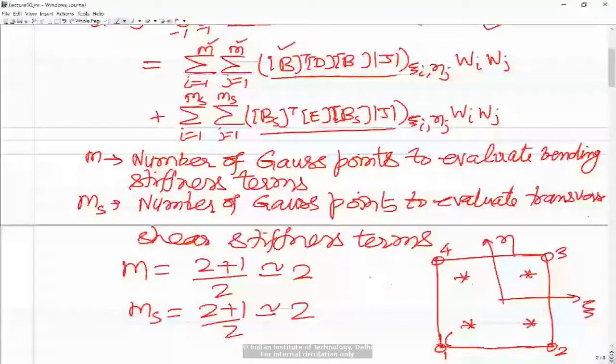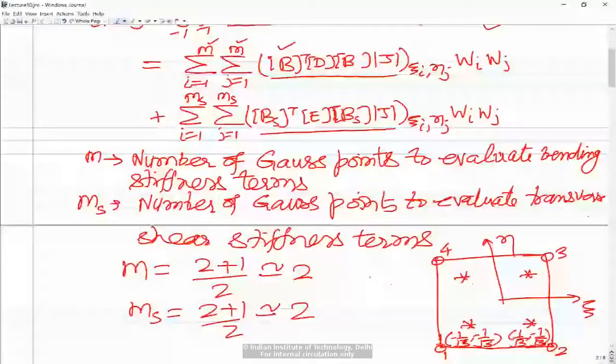This is a two by two integration, because 2 along xi, 2 along eta. So total 4 points. So this is minus 1 upon root 3, minus 1 upon root 3, and this integration point is 1 upon root 3, minus 1 upon root 3.